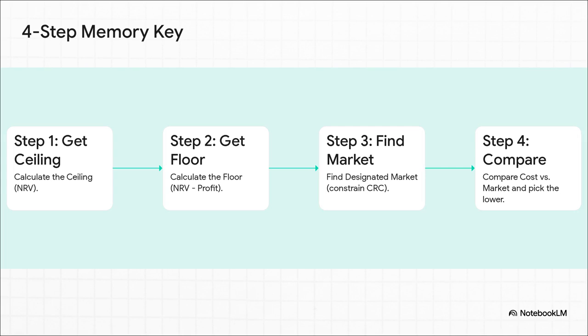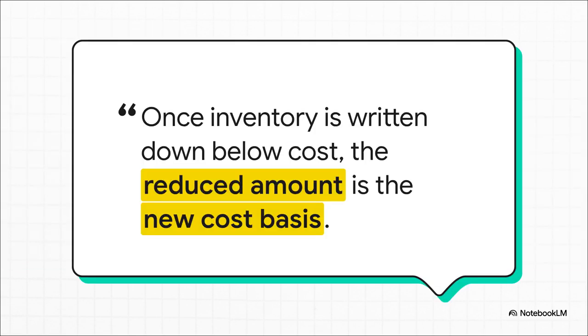So I want you to burn this into your brain. It's your 4-step memory key. 1, find NRV. That's your ceiling. 2, find the floor. 3, constrain the replacement cost. That's your Goldilocks test to find the true market value. And 4, compare that market value with your original cost and pick the lower of the two. That's the whole game.